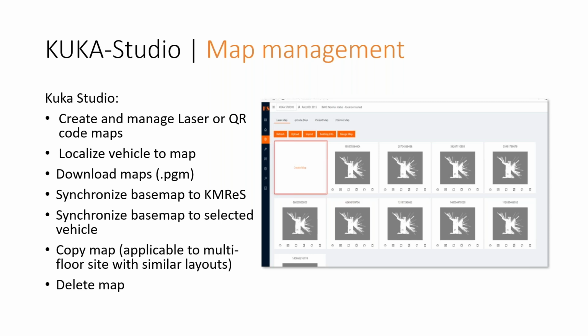We can download these maps and edit them offline. We can synchronize these maps to KMReS. We can synchronize these maps to the vehicle. We can make copies of the map. For instance, if we are in a multi-floor building and we have a similar layout on each floor, we can make a copy of the map and use one map for floor one and one map for floor two. And then as part of your management, you can also delete maps, rename maps, and such.